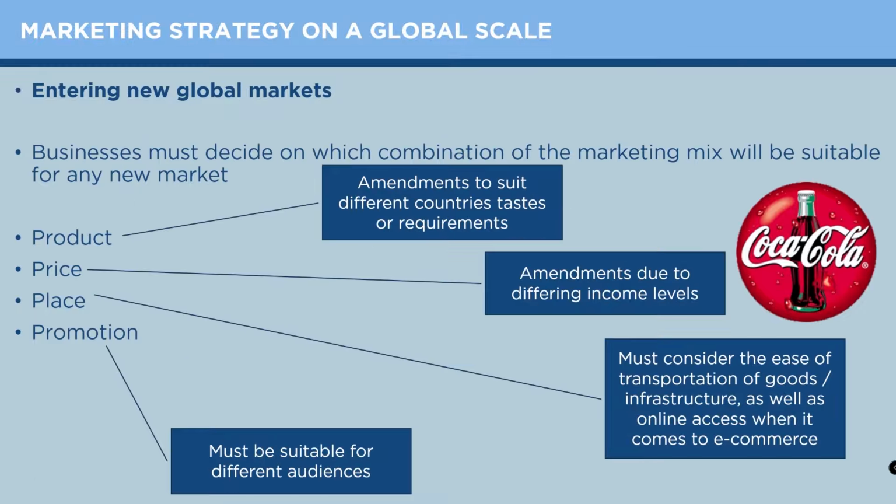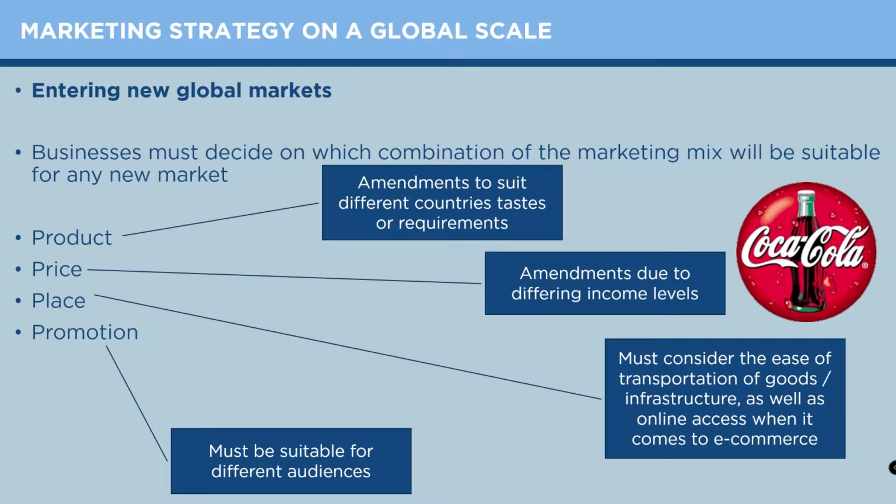So when we think about entering our new global markets, and this is kind of an extension of the previous section, businesses may have to adapt their marketing mix for any new market they go into. So if we think about our marketing mix, we think about product, price, place, and promotion. But let's just think about how they might adapt these things. So for example, the product, that could be different countries' tastes or requirements.